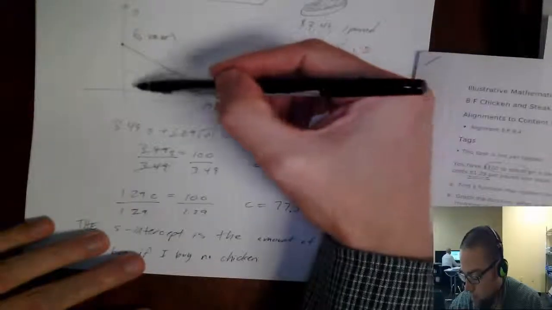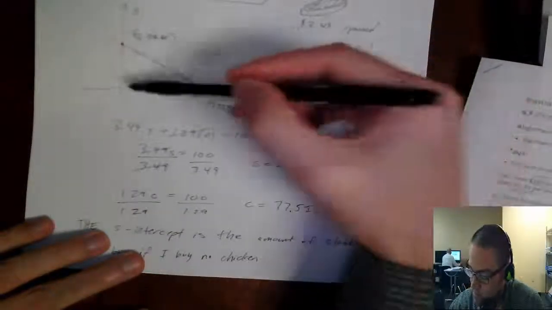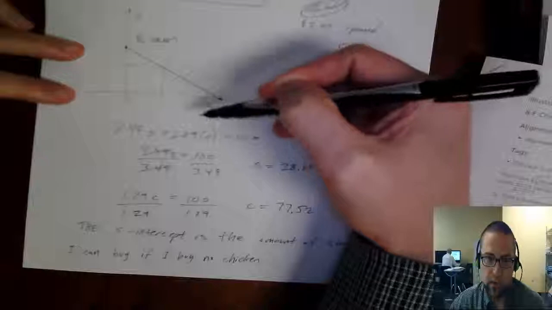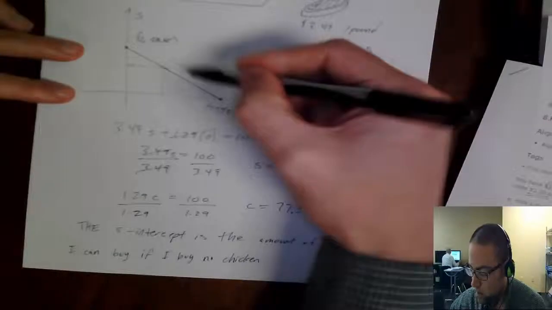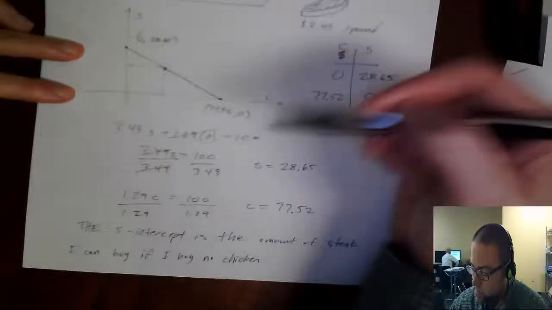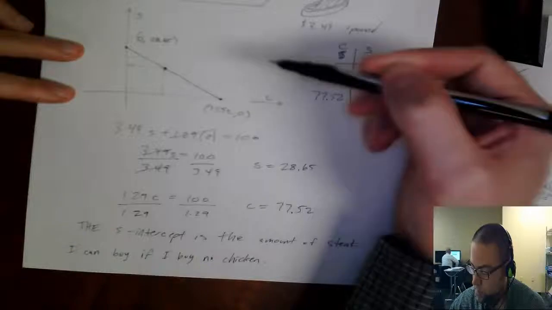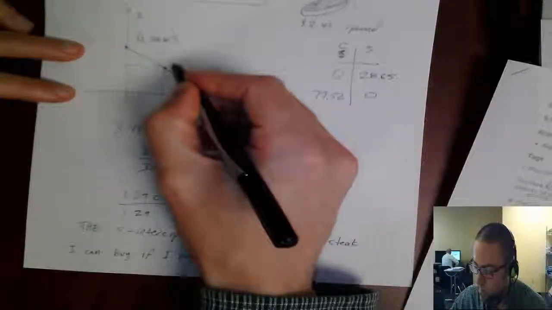So this is a kind of a reflection. I could tell you that for a given amount of chicken, I can get so much steak. So all of these points on the line represent different possibilities of the amount of chicken versus the amount of steak that I can buy for a given $100. So all of these numbers should add up to $100, right?